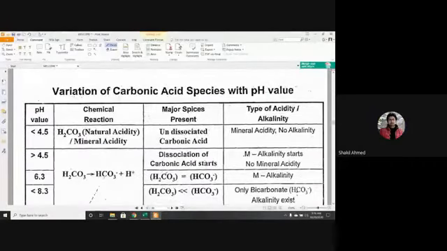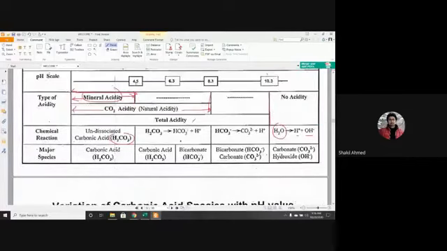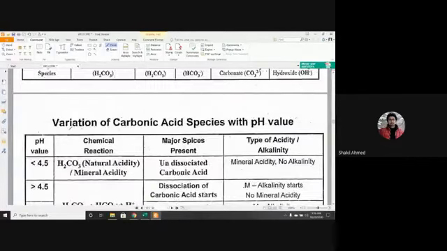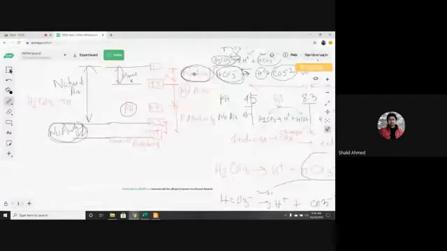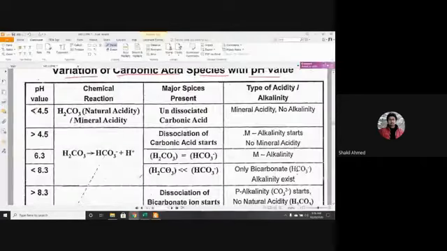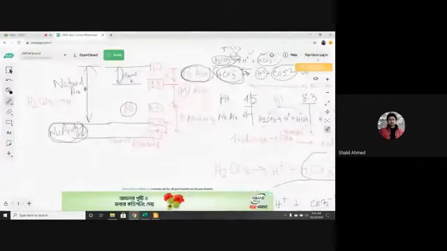This table is a summary from the previous two classes we saw so far. Variation of carbonic acid species with pH values. So whenever your pH value is less than 4.5, that means you have no alkalinity. So undissociated carbonic acid, no alkalinity, mineral acidity.